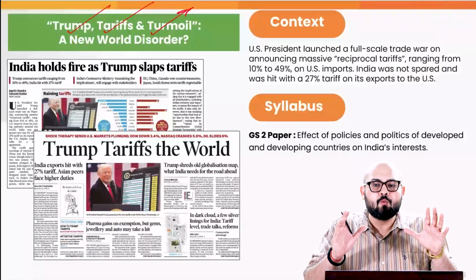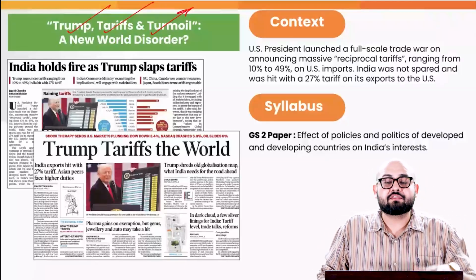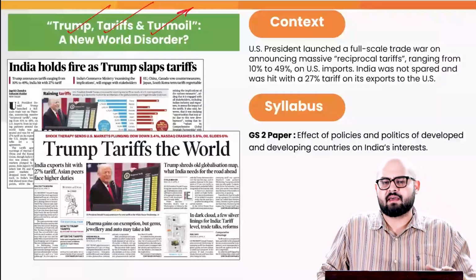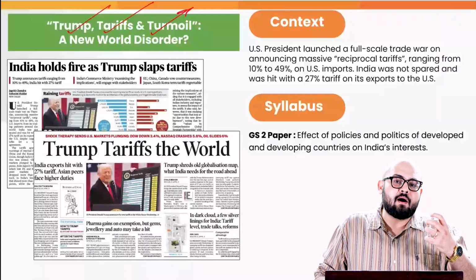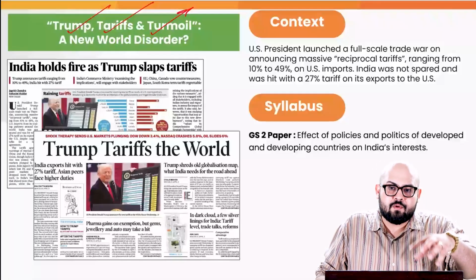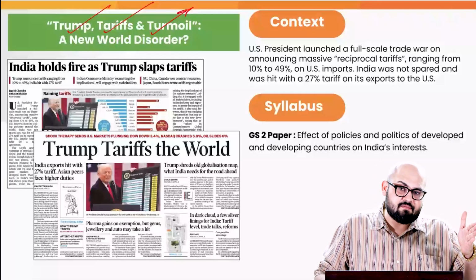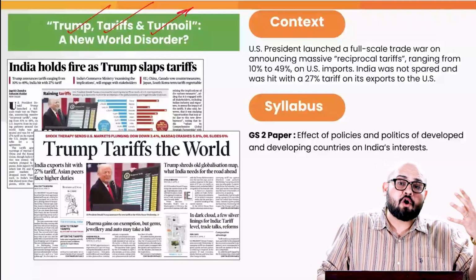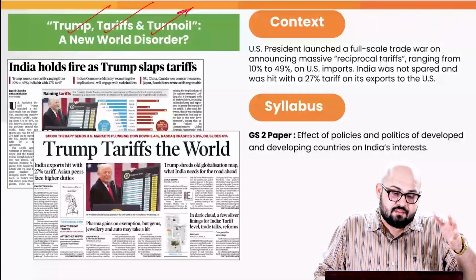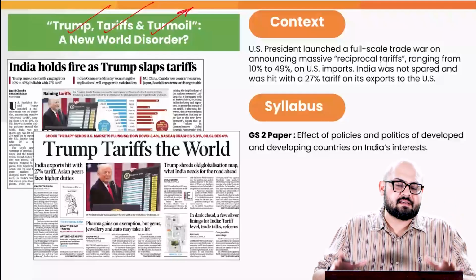In 1987, Donald J. Trump authored a book, The Art of the Deal, which many say was not written by him. That book talked about his business acumen. And that was the very business acumen which he applied in his first presidential term, which started in 2017 till 2021, where he talked about America First. And in his second presidential term, which started in 2025, he talked about Make America Great Again.